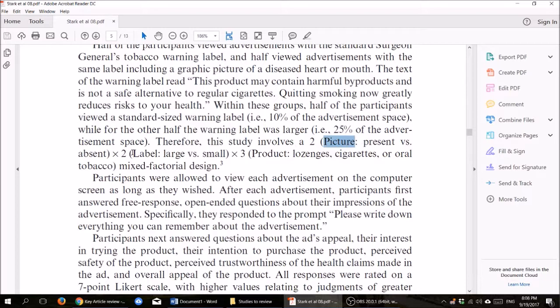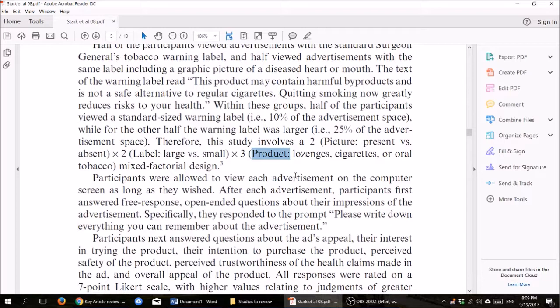So the next independent variable is label, and there are two conditions: large versus small. And then you guess what? Yes, this independent variable is the product, and there are three conditions. So how many independent variables are there in this study? 1, 2, and 3. Okay, again, 1 picture, 2 label, and 3 product. So in total, there are 3 independent variables.